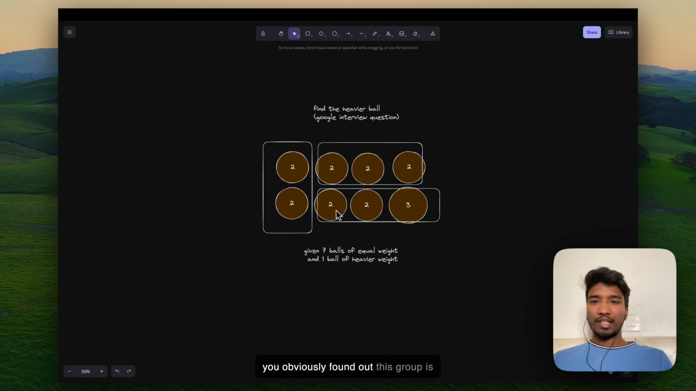So you obviously found out this group is heavier. But what if you found out these 2 groups are of the same weight? Then you know that this group has the heavier ball, then weigh these 2 on the opposite side and you get which is the heavier ball in 2 moves.